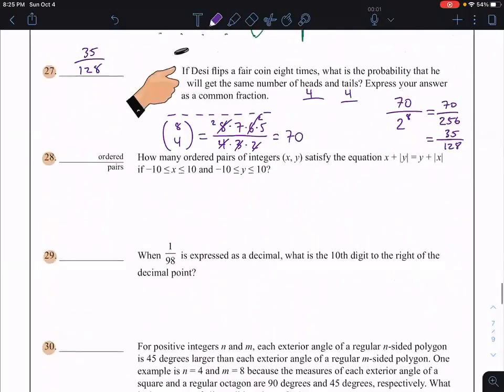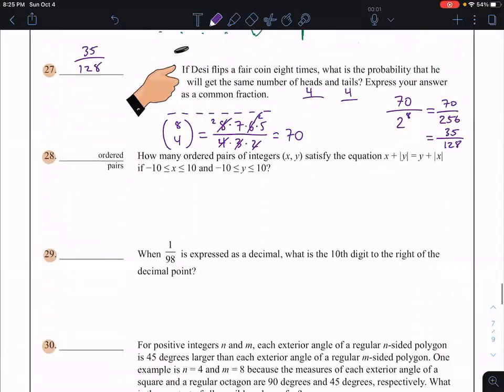28 is next. Okay, let's switch colors. So we want to find how many ordered pairs of x and y satisfy this equation. Okay, we're just going to use casework to solve this. Case 1 is when both x and y are positive.